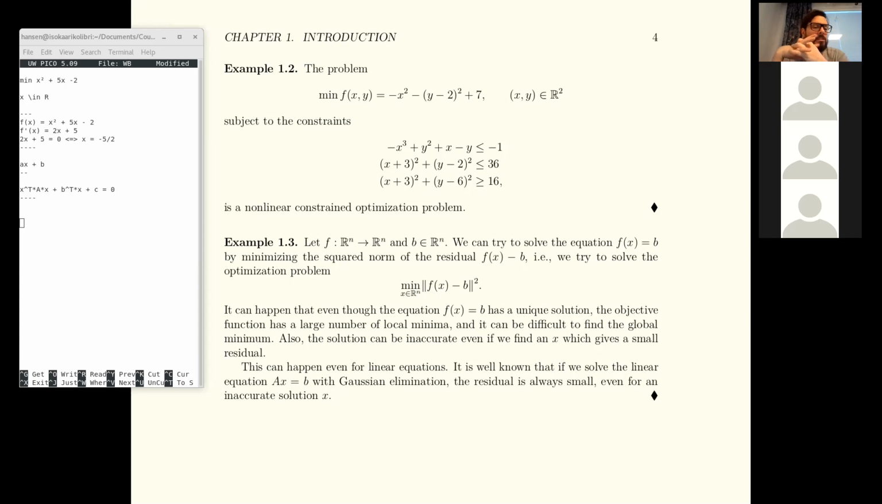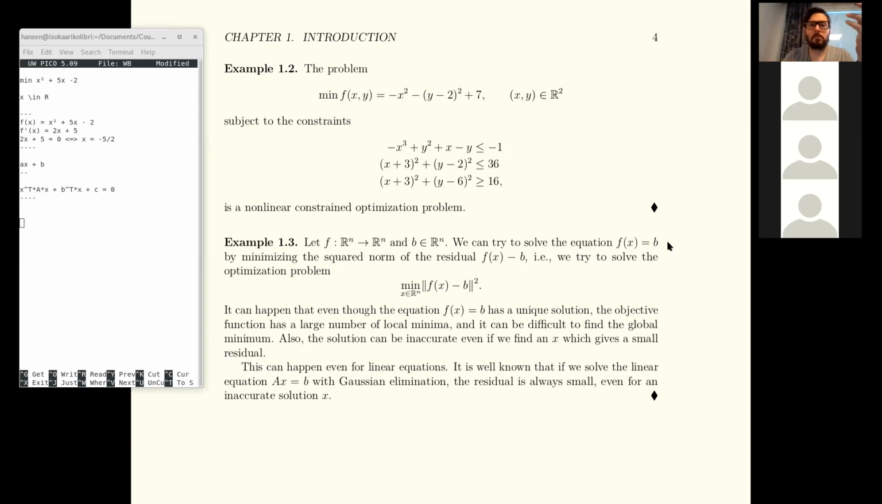This results in a situation where we may find an x that makes f of x minus b very, very small, close to the smallest number you can actually express on a computer. But the solution may be really inaccurate, so that your x may be really far away from your actual optimum, even though it exists. This is something that you need to understand, especially those who work in machine learning.